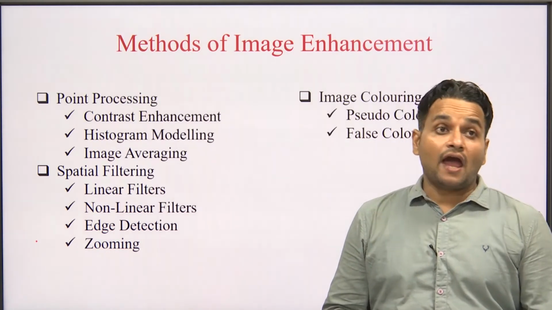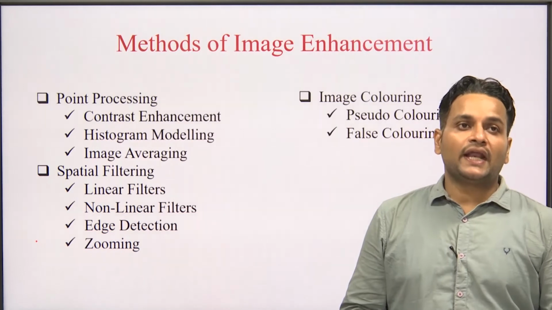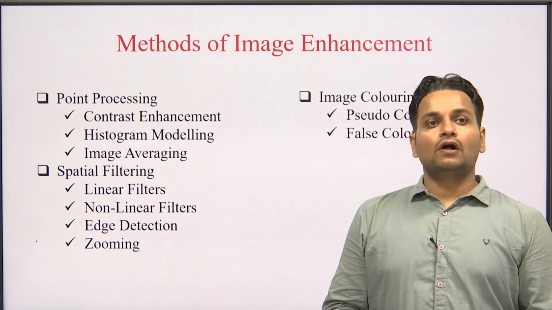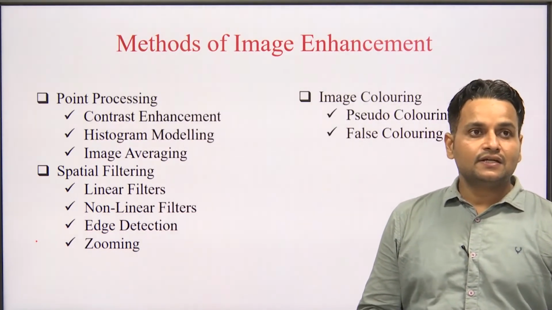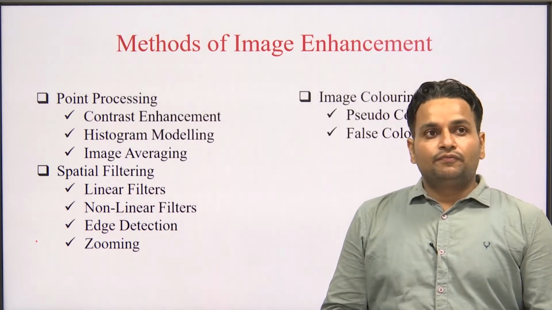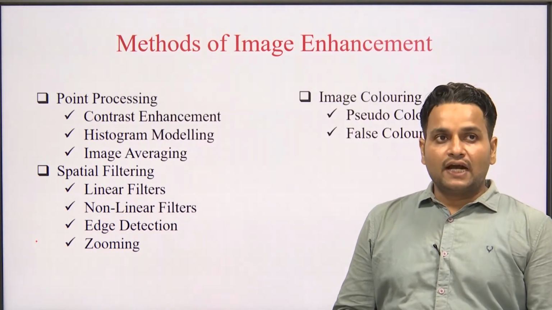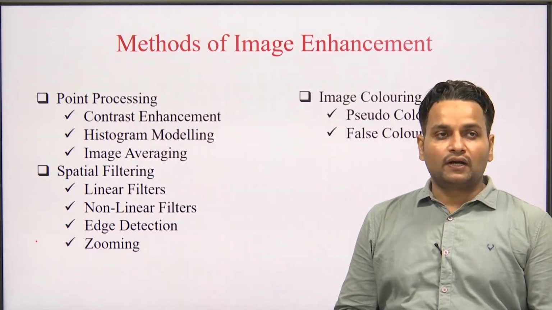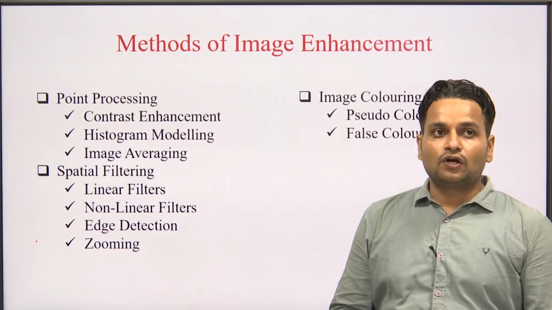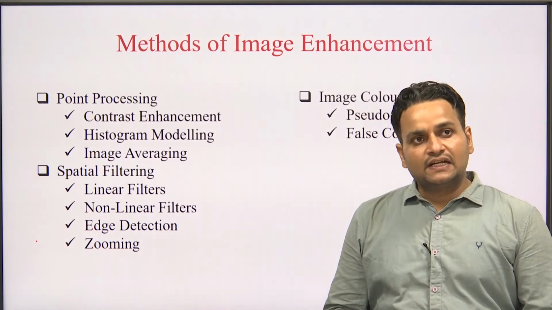And image averaging is also one kind of point processing method to enhance the image. So, that thing we will also talk about in the next lecture. So, we have covered point processing, started from contrast enhancement and histogram modeling. Next lecture we will also talk about image averaging and spatial filtering.